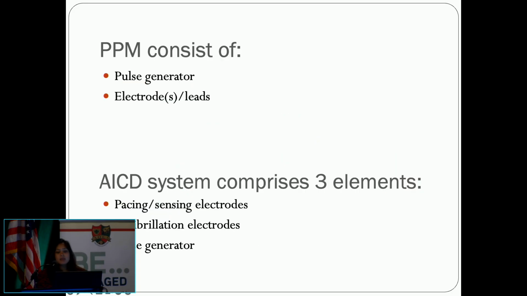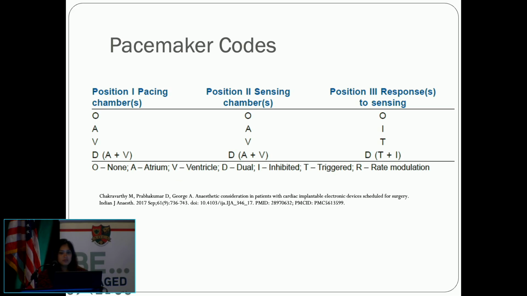So all cardiac pacemakers consist of a pulse generator, which provides the electrical impulse from a battery power source that's commonly implanted in the anterior chest wall, and one or more electrodes or leads that deliver the electrical impulse from the pulse generator to the myocardium. And the AICD system comprises three elements: pacing and sensing electrodes, defibrillation electrodes, and a pulse generator.